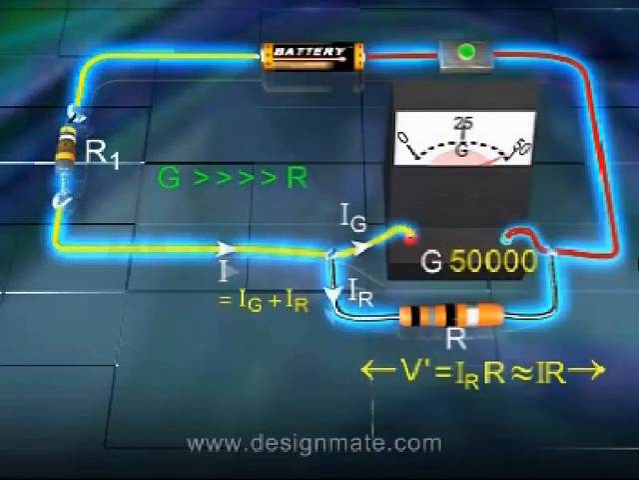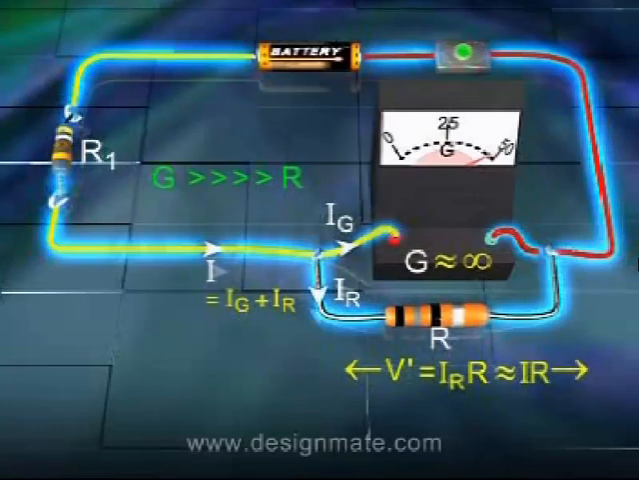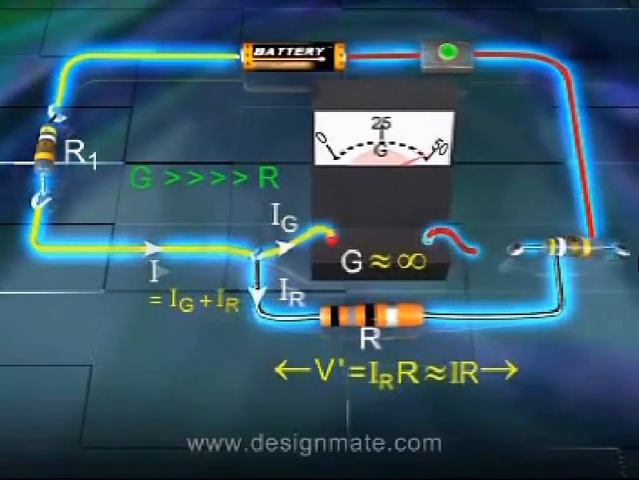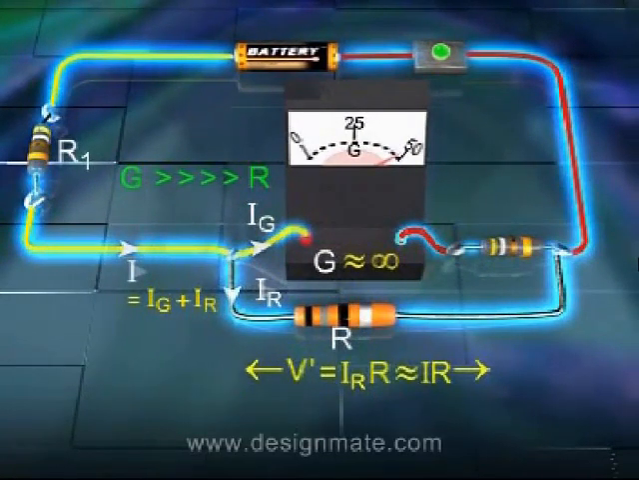In principle, infinite. Thus, to convert a galvanometer to a voltmeter, one connects a resistance of large value in series with it. Further, because of this large resistance, very little current flows through the galvanometer, so that there is no risk of damaging it.